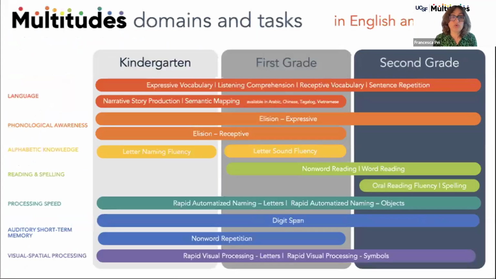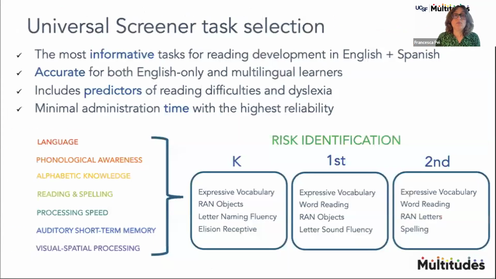The next slide just shows a complete suite of all the Multitude tasks. We have about 19 in total, and they are all available in English and Spanish. On the left side of the slide, you will see the domain, category, basically grouping the tasks together into reading skills. And all the tasks that are under each domain by grade are featured on the far right side.